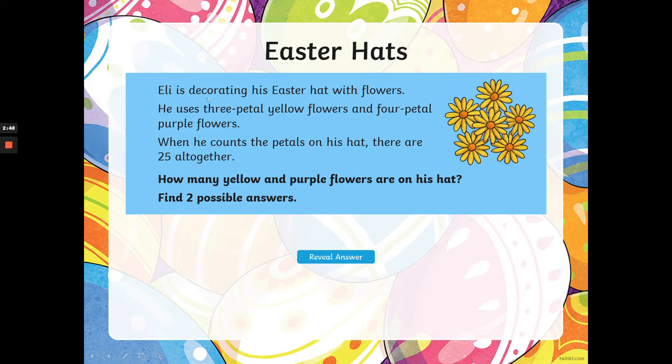And you can have some 3-petal yellow flowers or 4-petal purple flowers. And when he counts the petals on his hat, there's 25 altogether. So find 2 possible answers, 2 combinations of yellow flowers and purple flowers that he could have. It will require a little bit of thinking, so think really carefully. Pause the video now, have a go, and come back to me when you think you've got 2 possible answers.